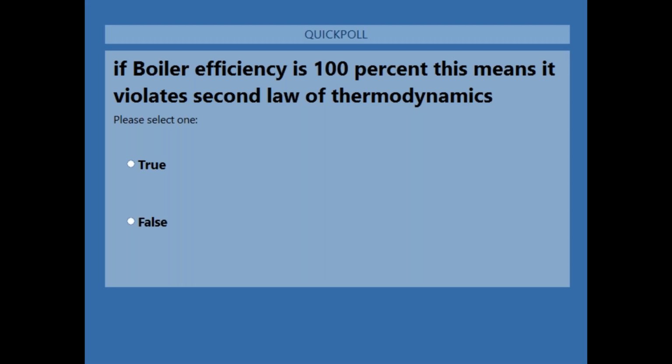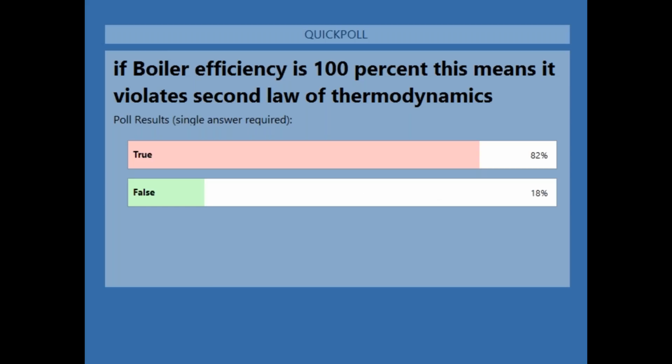Okay, let me stop this poll and let me just tell you the answer. I'm sharing the results and the answer is it is false. What is the question? Boiler efficiency is 100% means this violates the second law of thermodynamics.